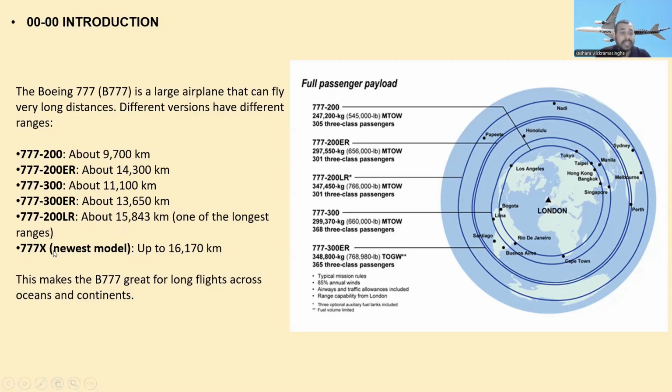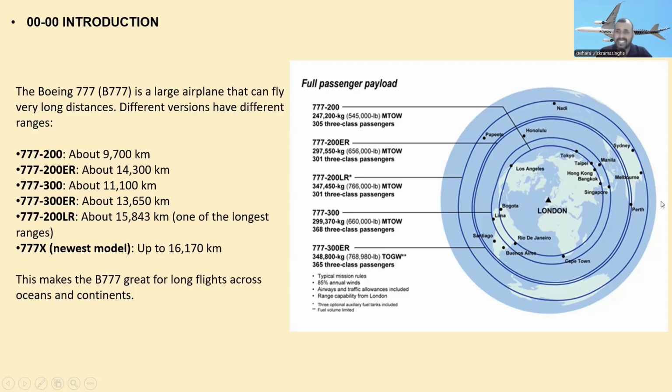All right, and the newest one is Boeing 777X. The newest model can fly up to 16,170 kilometers. So this makes the Boeing 777 great for long flights across the oceans and continents. Okay, all right, so you can see the full passenger payloads.